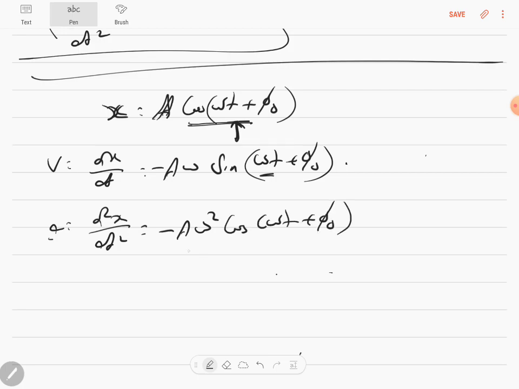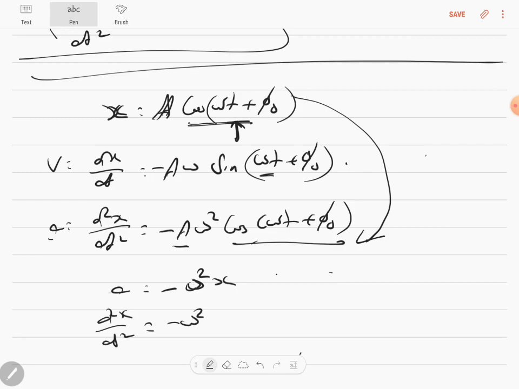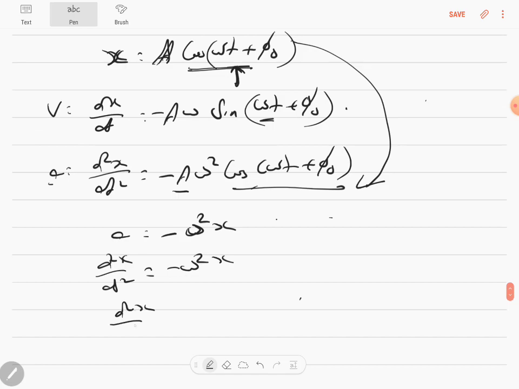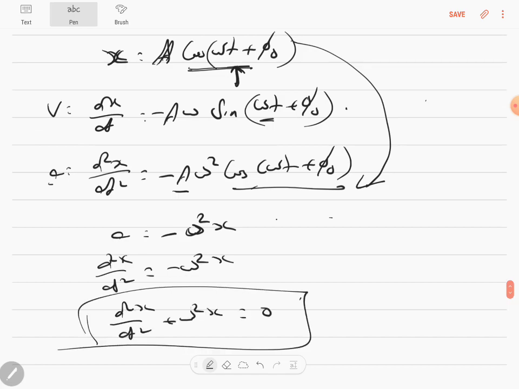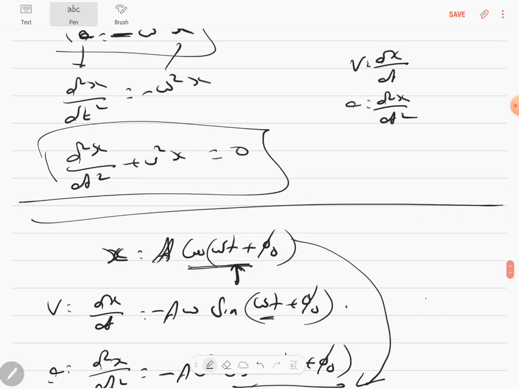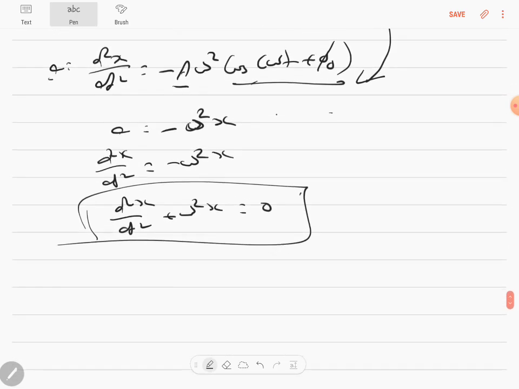Can you see that a cos omega t plus phi naught can be brought in from here and written as x? Yes. So then a is equal to minus omega square x. Or d square x by dt square is equal to minus omega square x. So d square x by dt square plus omega square x is equal to 0. This is another way of arriving at a differential equation. You can do it either this way or by differentiating you can do it this way. Whichever way your teacher wants you can give it. Okay, so then that's about it.